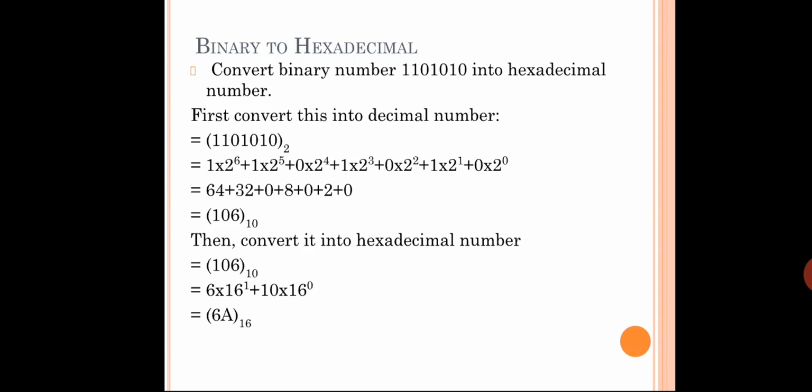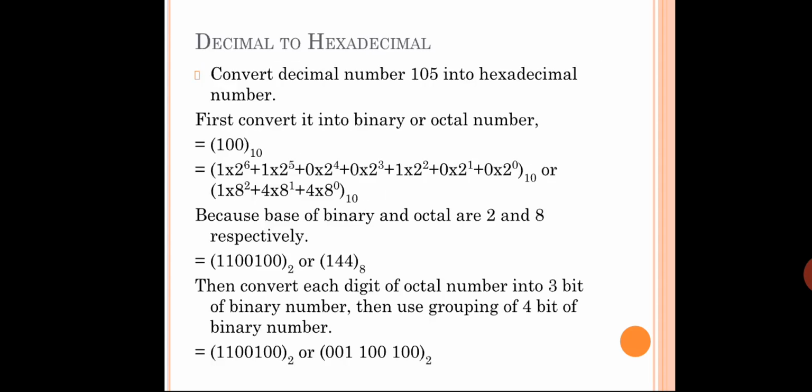Now the decimal number has to be converted to hexadecimal in which fashion? The same fashion, whatever fashion I have shown here. You have to follow the same step, decimal to hexadecimal. First you have to convert it to binary.